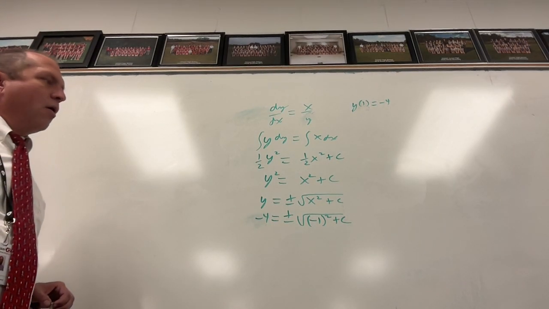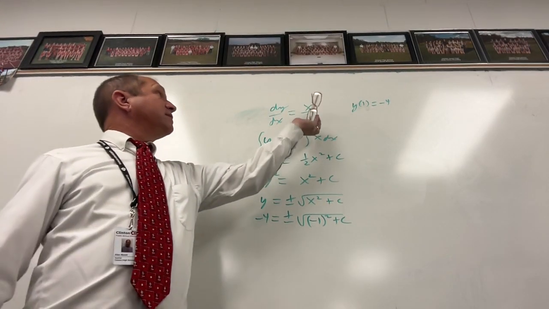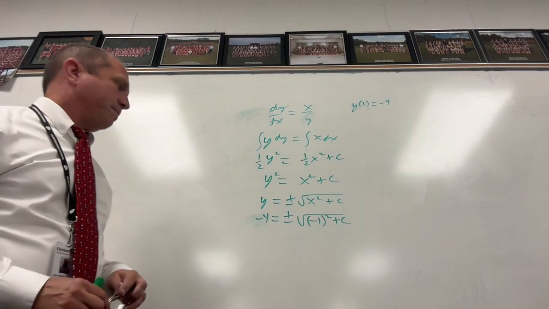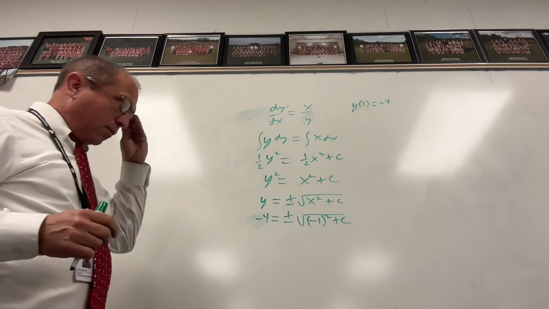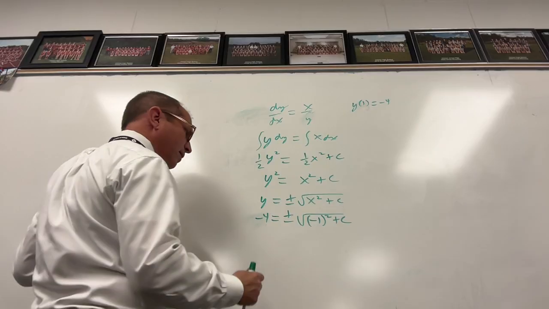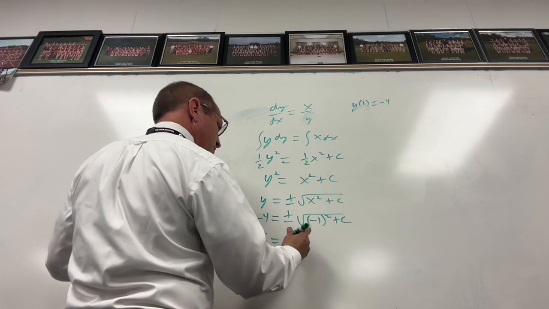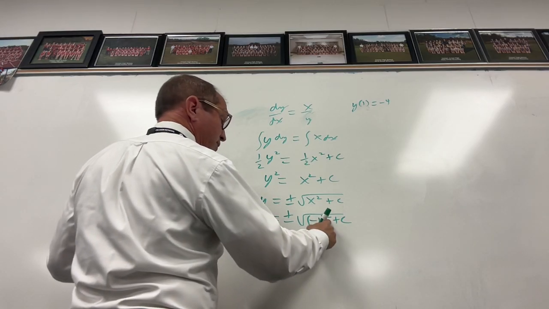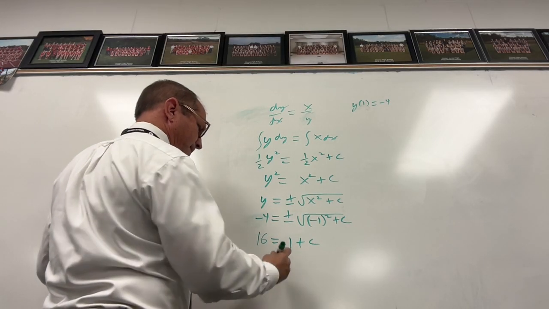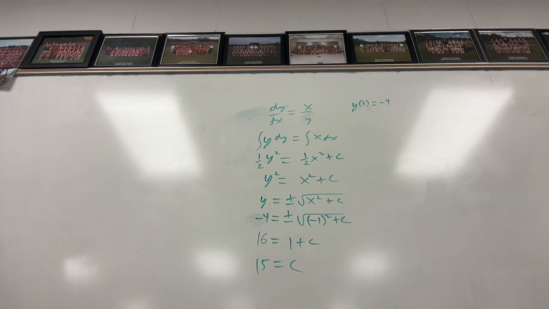Now, what we're trying to do is find the exact equation that has this as its derivative and that as its initial condition. So from this, we want to square both sides, because we're trying to solve for this constant. So when I do that, I get 16 equals negative 1 squared, which is just 1, plus c. So c is going to equal what? 15. Now that's my c value.